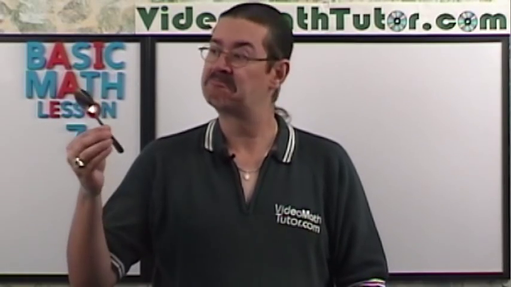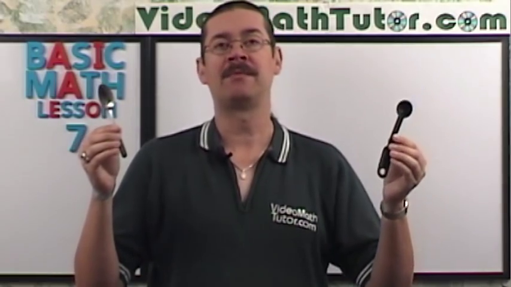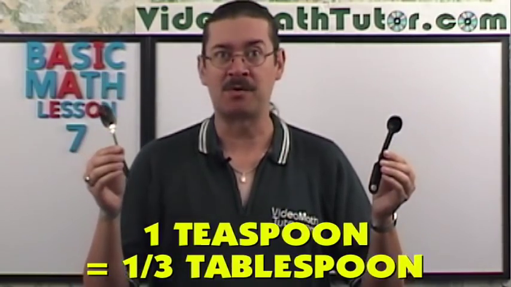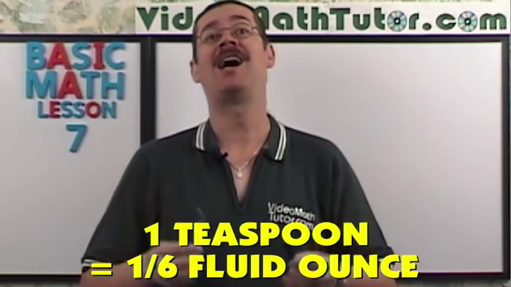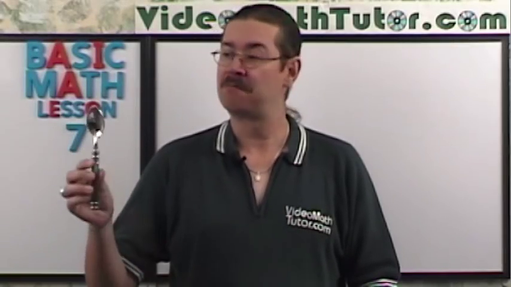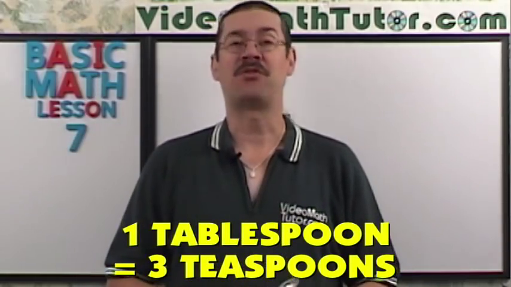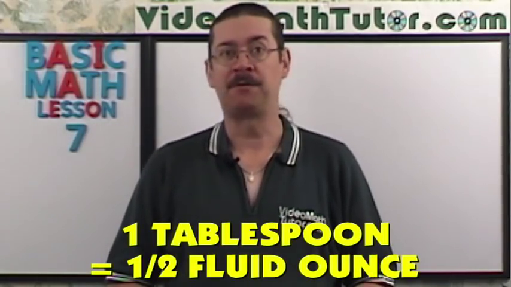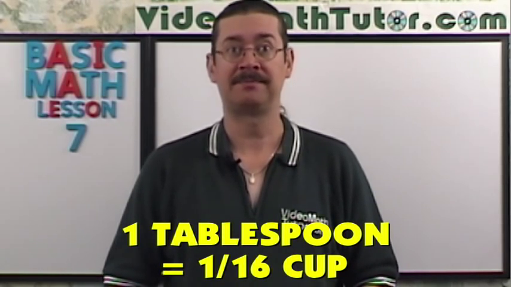A teaspoon, like this, or something like this, let's say if you're cooking and measuring stuff, is equal to 1/3 of a tablespoon, or 60 drops. It's also equal to 1/6 of a fluid ounce. 1 tablespoon, for example, something like this, or maybe something like this, is equal to 3 teaspoons, or 1/2 fluid ounce. It's also equal to 1/16th of a cup.